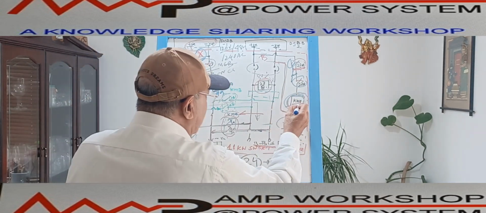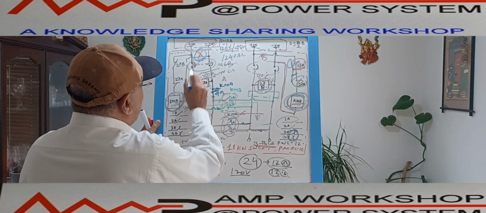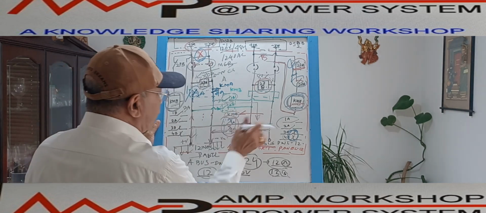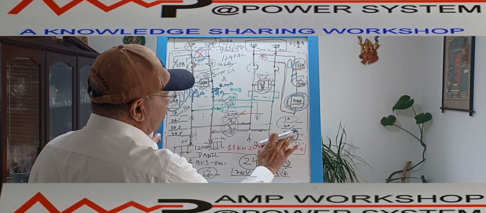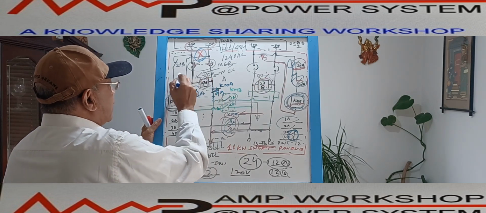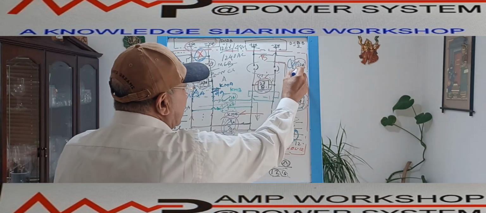If the KMA is not energized, that means this remains NC. So the normal power is flowing, there is no issue. And this is open, so there is no connection between these. In this case, what is happening? Here also, you see, this is the normal, healthy condition.